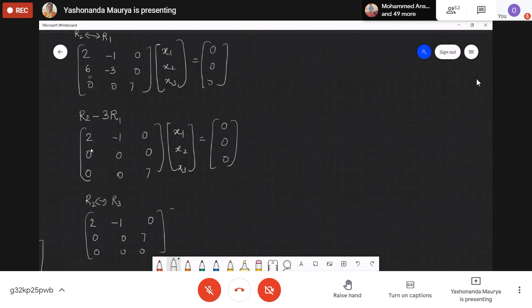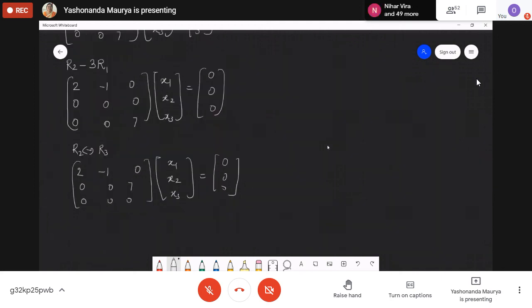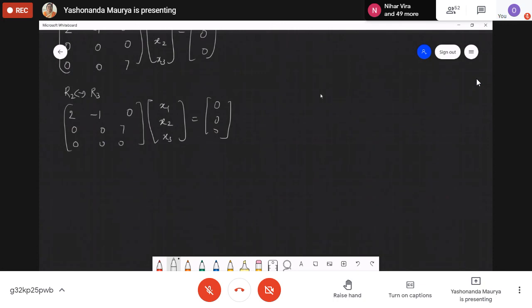And now we'll write down the equations. So what are the equations now? 2x1 minus x2 equals to 0. Very good. And the next one? 7x3 is equal to 0, but then this will imply x3 is equal to 0. So that is what we have got.